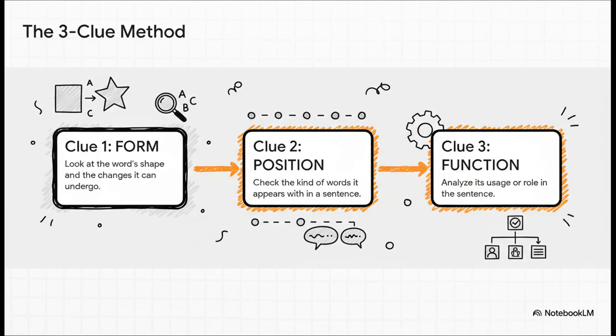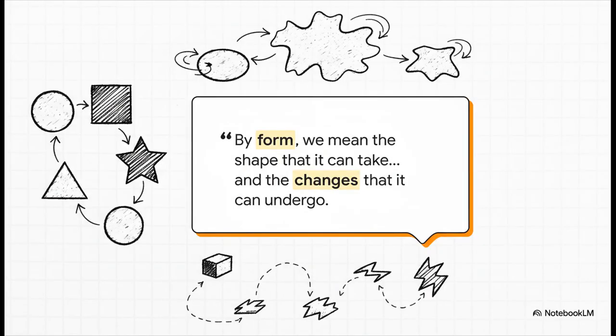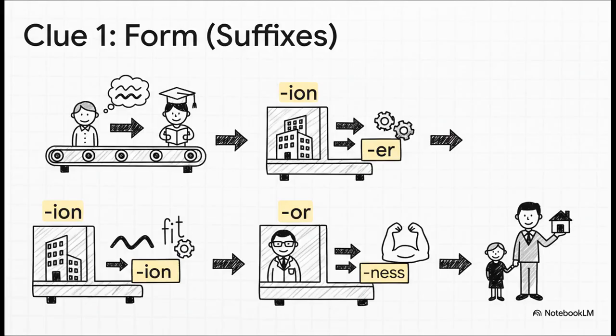Believe me, this is way more reliable than that old person, place, or thing rule we all learned in school. Let's break down that first clue. First up is form. So what does that even mean? Well, this clue is all about what the word looks like, its actual shape, and the ways that shape can change. Think of it like the word's physical DNA. One of the biggest giveaways when it comes to form is a word's ending, its suffix. A ton of nouns have these little telltale endings. If you see a word that ends in -er, -ion, or -ness, your detective senses should be going off, because there's a really good chance you're looking at a noun.